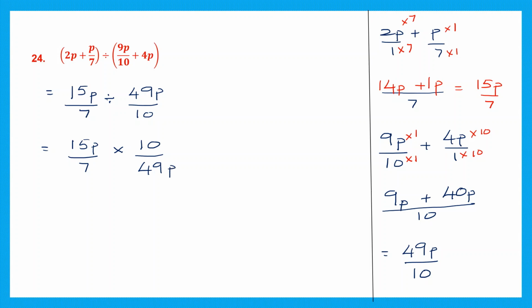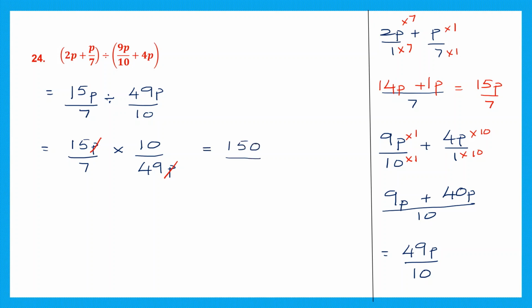Now here, if there's something you can cancel, we can. Now I can cancel the letter p. So p is there on top and here, numerator and denominator. Is there anything else that we can cancel? Now there is nothing else that we can cancel. So we're going to go ahead and multiply the numerators and the denominators. So 15 into 10 is 150.